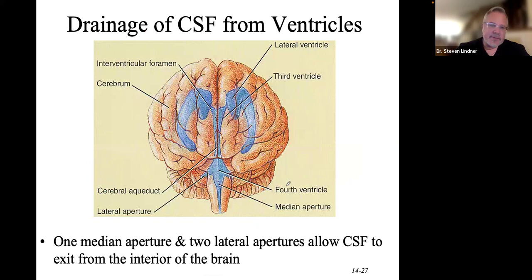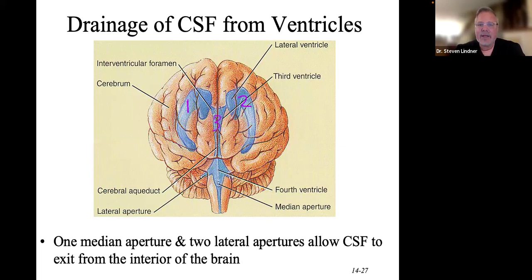Now, from this view, we can see again the two hemispheres of the brain. You can see the two ventricles. So here's ventricle 1 and here's ventricle 2. Those are the lateral ventricles. And right here, this would be the third ventricle.